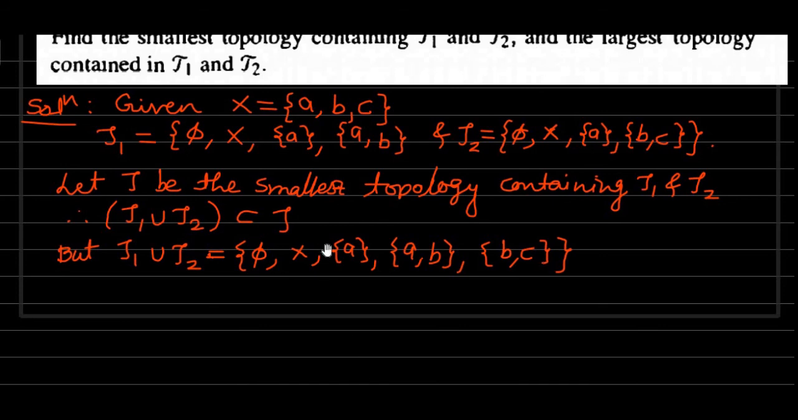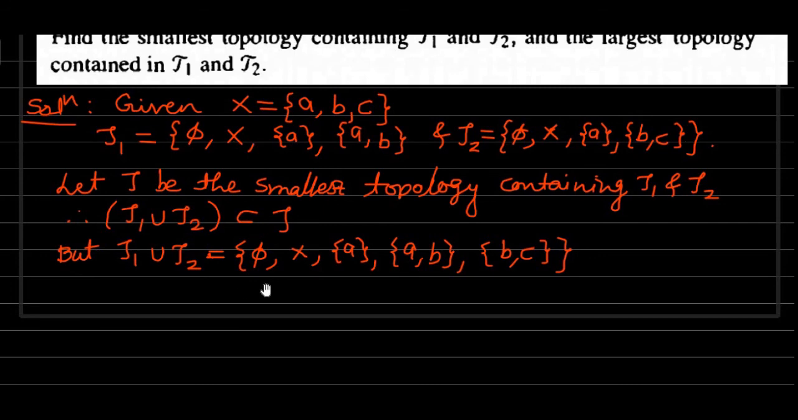Now, as we require the smallest topology containing τ1 and τ2, first of all we have to check whether this τ1 union τ2 itself is a topology on X. If it is a topology on X, then this is our answer to the first question. And if τ1 union τ2 is not a topology on X, then we have to insert some additional members in τ1 union τ2 such that it becomes a topology, and such additional elements should be as few as possible. First of all, we'll check whether τ1 union τ2 itself is a topology on X or not.